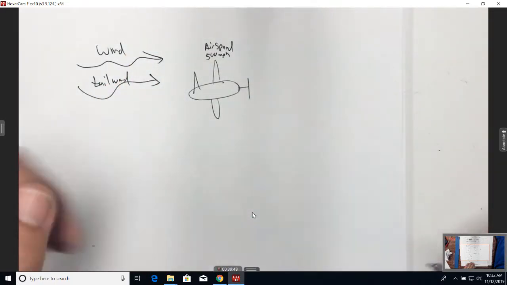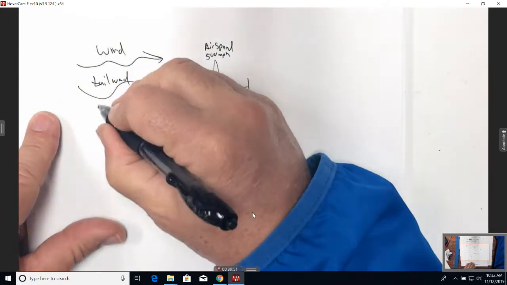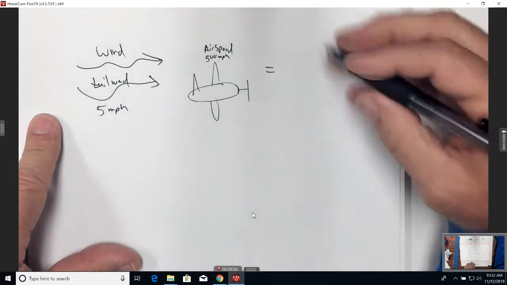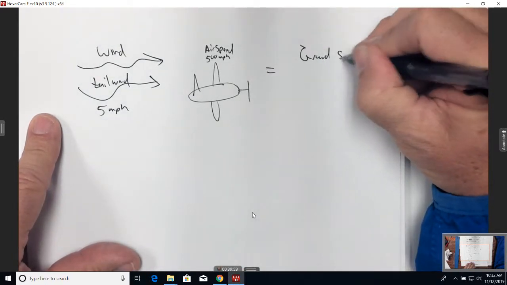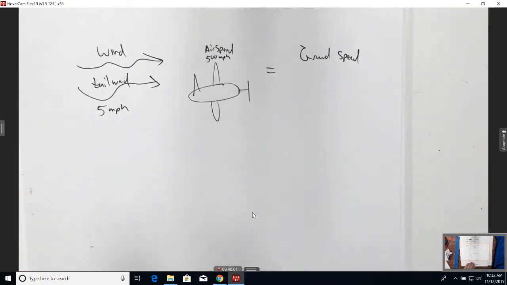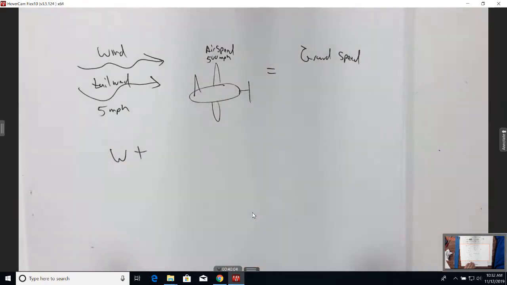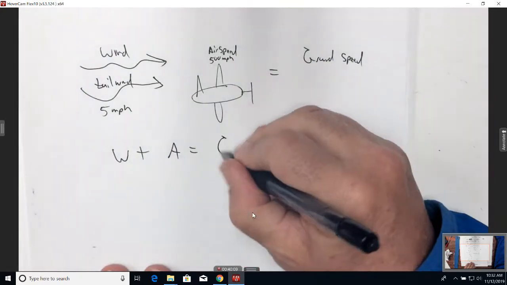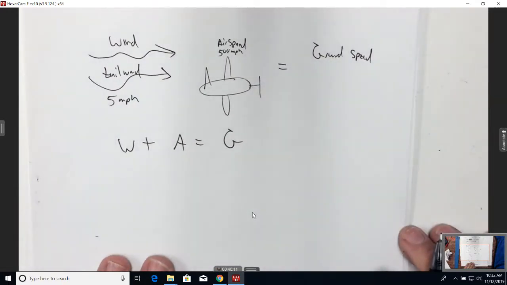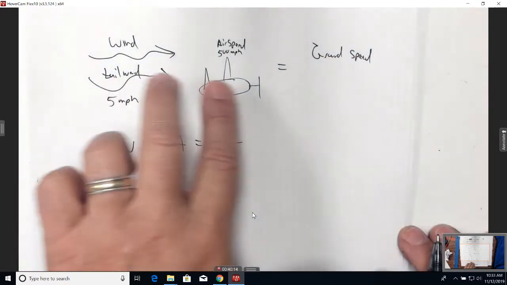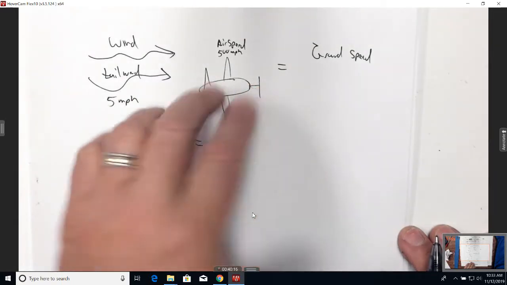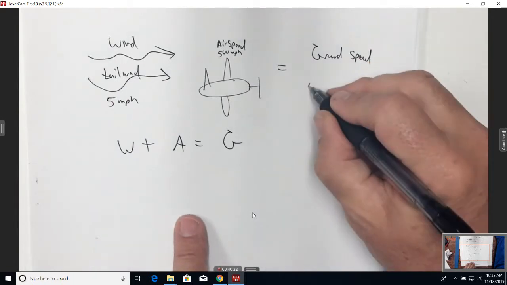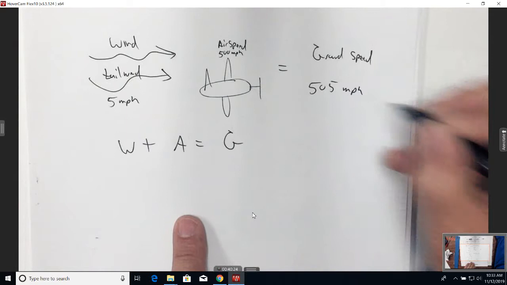Let's say that tailwind assists my speed by 5 miles per hour. This would be equal to my ground speed. So if I have a wind speed that's assisting me, it's adding to my current airspeed to get my ground speed. So if I have a 5-mile-an-hour tailwind going at 500 miles an hour, it's going to push me and make me go faster for a total speed of what? 505 miles per hour. Right?